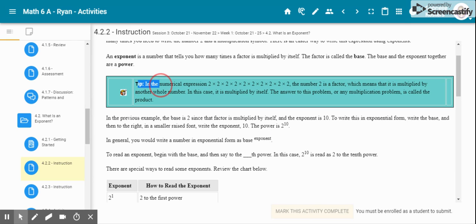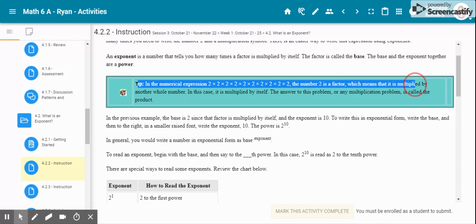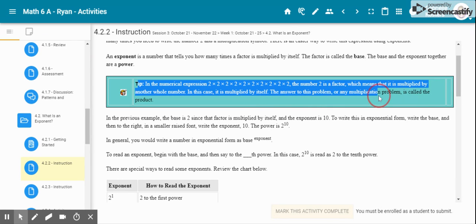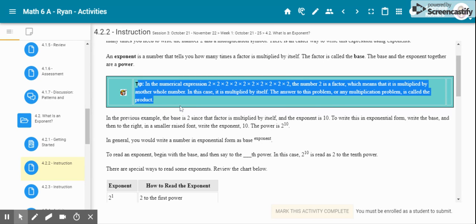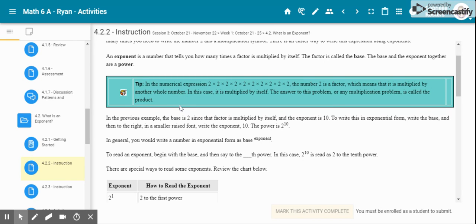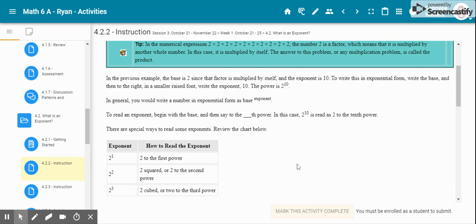So here's a little tip. In the numerical expression that we just said, 2 times itself 10 times, the number 2 is a factor. So that would be the base, which means it is multiplied by another whole number. In this case, it is multiplied by itself. So the answer to this problem, or any multiplication problem, is called the product. So that's just a reminder about some of the language of multiplication.